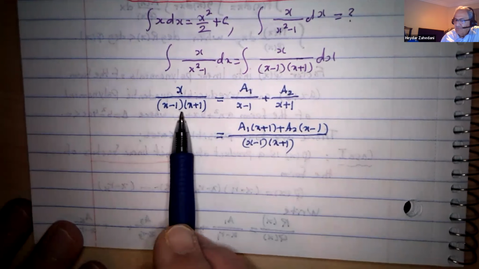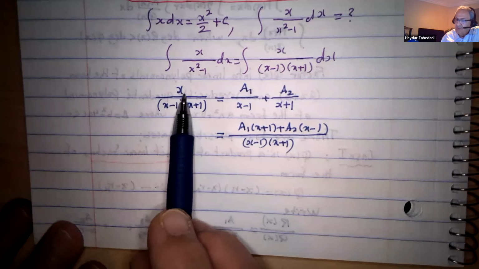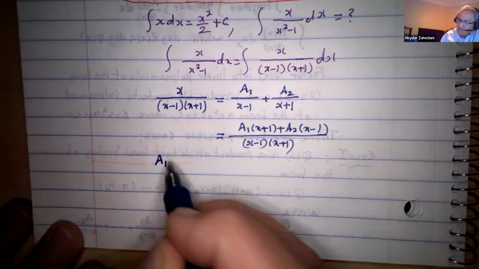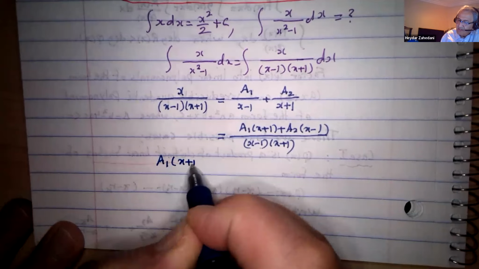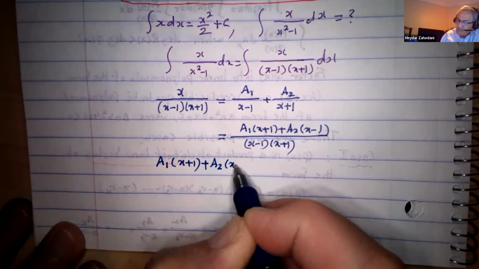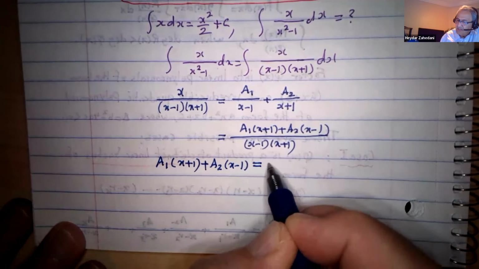We have two fractions with the same denominators, so we let the tops be equal to each other. The top is going to be A1 times x plus 1 on one side plus A2 times x minus 1. And this now must be equal to what? It must be equal to the x.